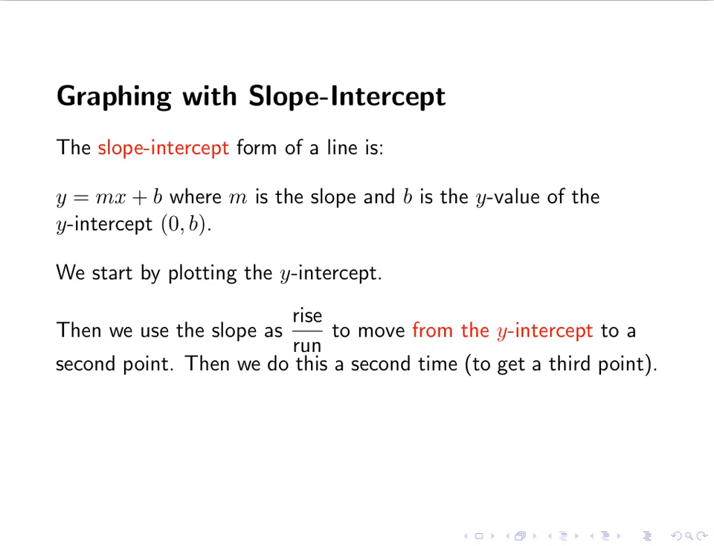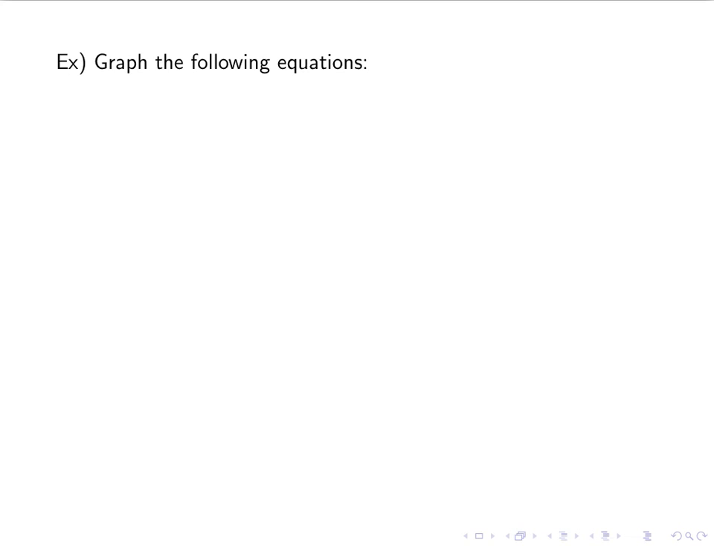Then we're going to use the slope as rise over run and move from the y-intercept to a second point. Then we're going to do this a second time so that we have 3 points. After we have 3 points, hopefully they will be in a straight line and we will connect them with a straight line. So let's graph the following equations. y equals 3x minus 2.